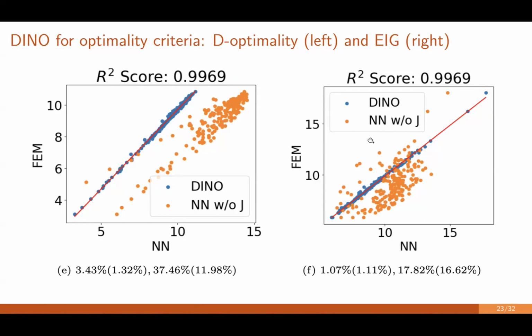So this is similar for the EIG computation, and in the EIG computation, the error is even smaller. It's about 1% compared to about 18% for the EIG evaluation without Jacobian. And visually, you can see a much higher correlation of the DINO compared to the neural network without Jacobian evaluation, with R score quite close to 1 here for the DINO.